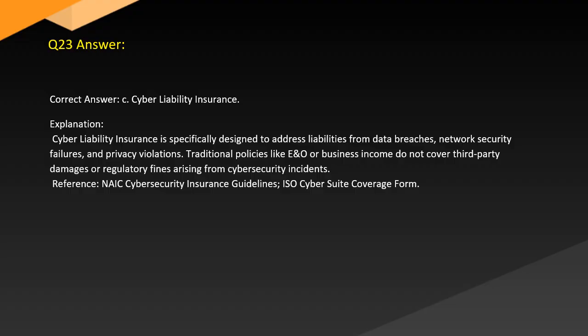Answer. Correct answer: C. Cyber liability insurance. Explanation. Cyber liability insurance is specifically designed to address liabilities from data breaches, network security failures, and privacy violations. Traditional policies like E&O or business income do not cover third-party damages or regulatory fines arising from cybersecurity incidents. Reference: NAIC Cybersecurity Insurance Guidelines, ISO Cyber Suite Coverage Form.